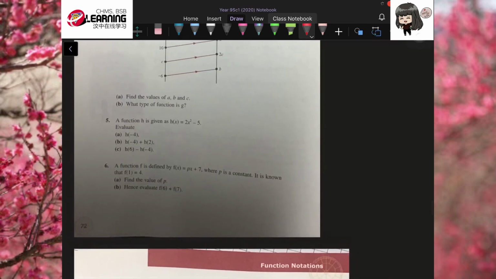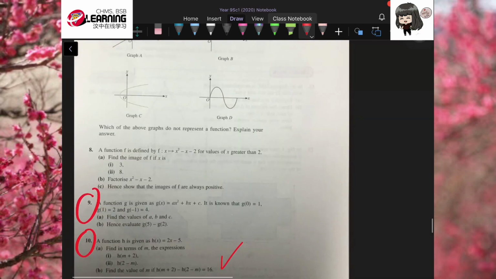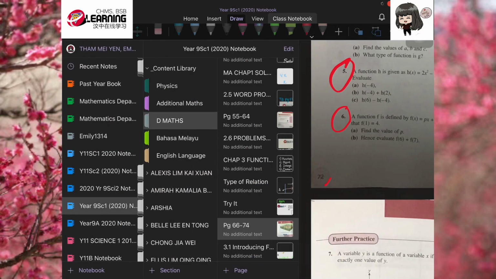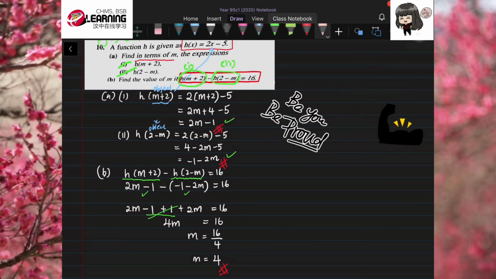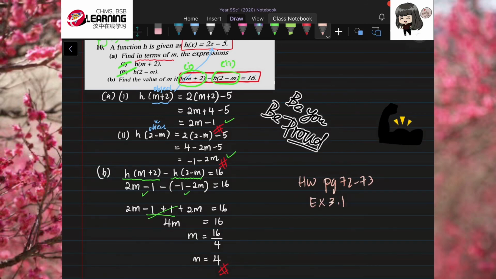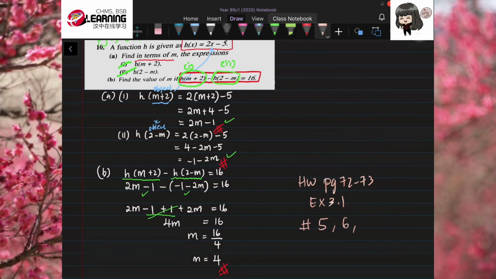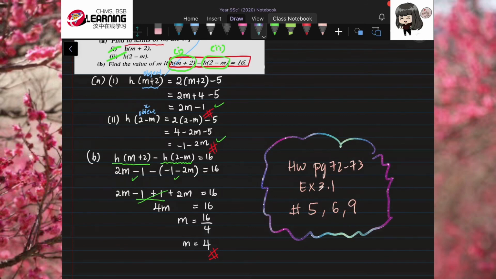So I want you to try out question number 5, question number 6, and question number 9 on page 72. I'll write down the homework: page 72 to 73, which is exercise 3.1, question number 5, 6, and 9. Please try these questions and I will discuss with you in lesson 8 next week.